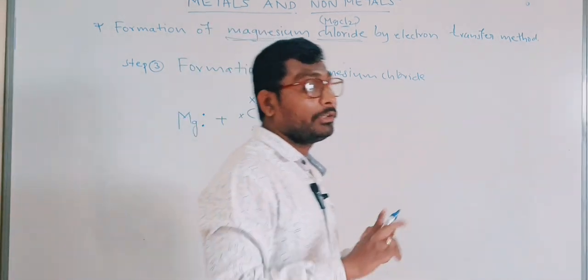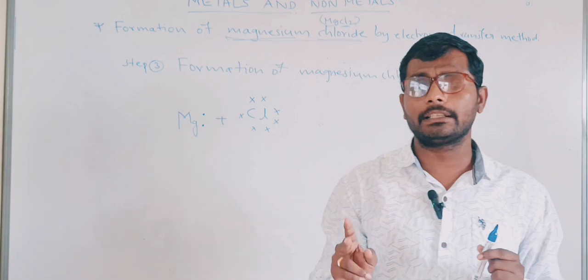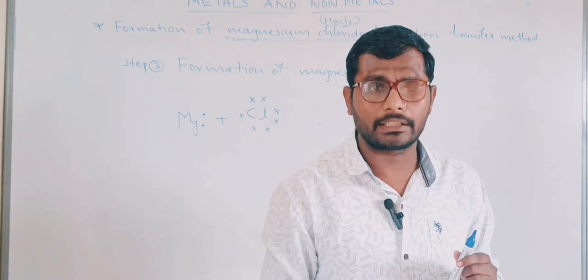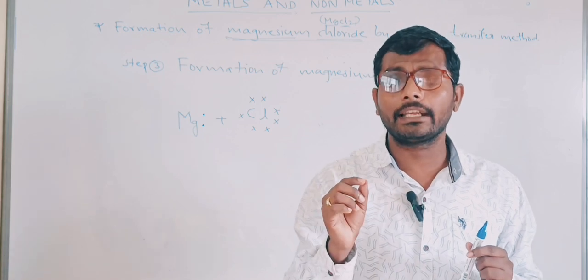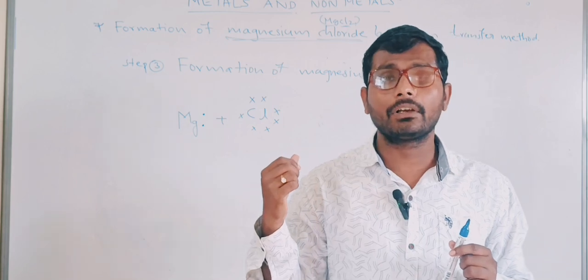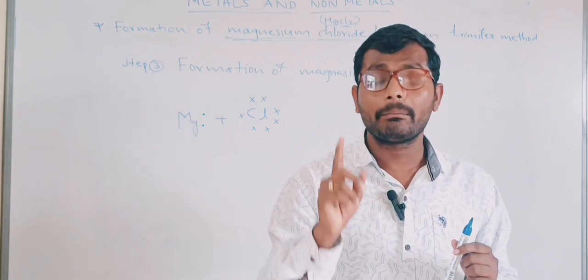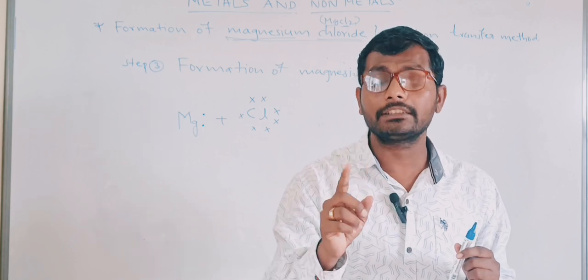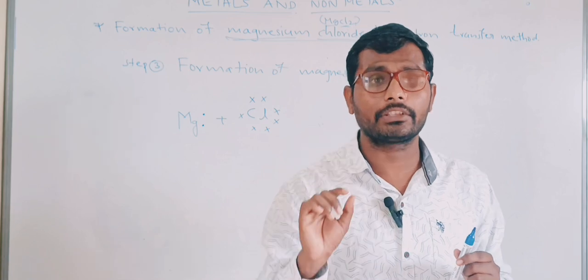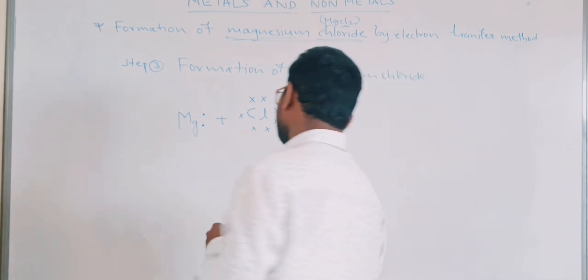Magnesium chloride has 2 chlorine atoms and 1 magnesium atom. Magnesium loses 2 electrons, and each chlorine atom gains 1 electron. So in magnesium chloride there are 2 chlorine atoms and 1 magnesium atom. So I represent the 2 chlorine atoms here.